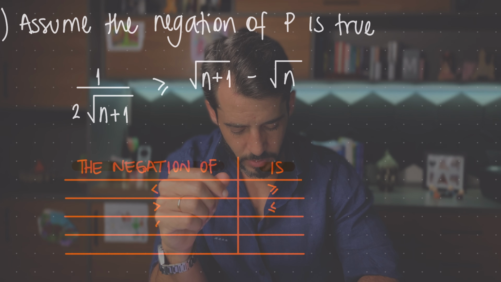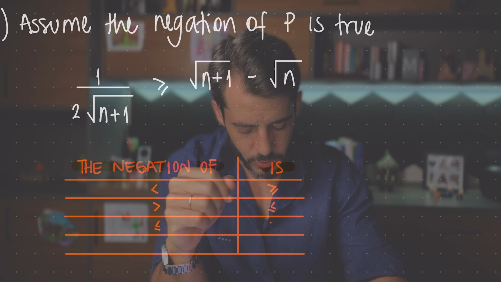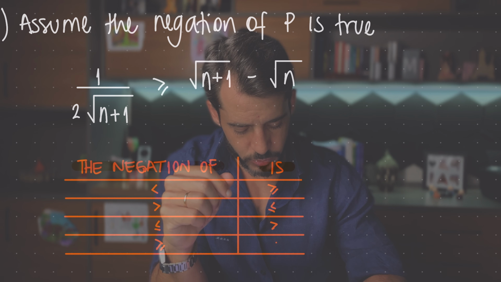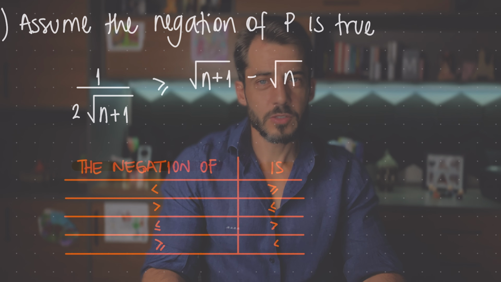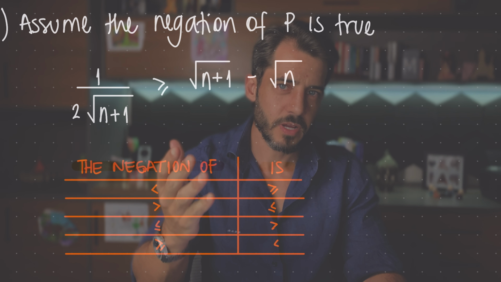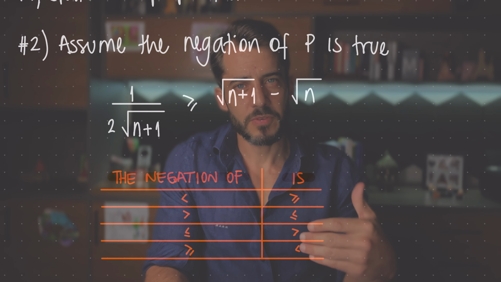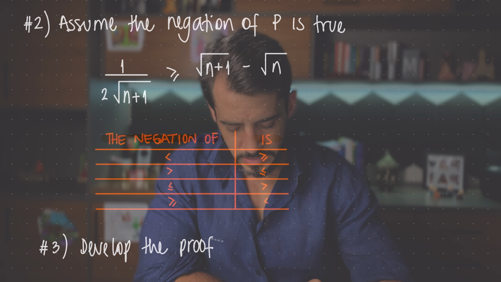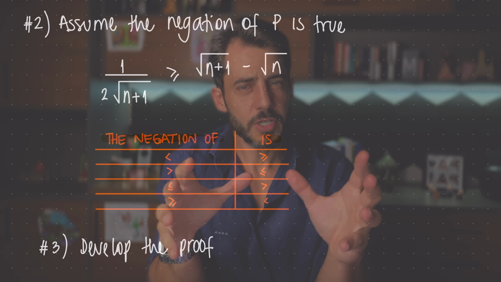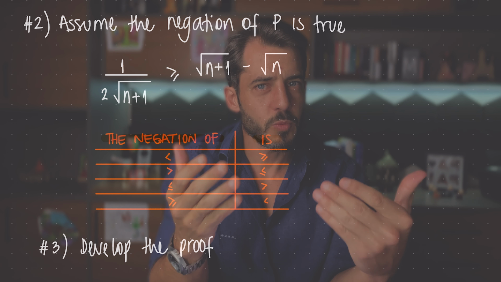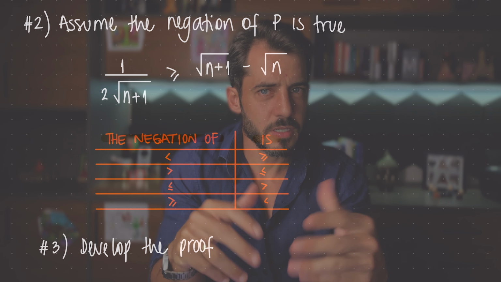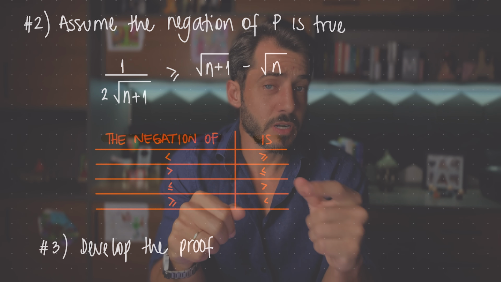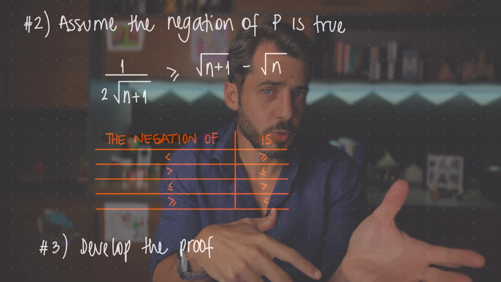Now we have two other possibilities: less than or equal to, which becomes greater than, and greater than or equal to, which becomes less than. So these are the four possibilities when you have inequalities. Now back to the five-step recipe. Number three, we're going to develop the proof. And what does that mean? It means that you're going to use the assumption not P along with an algebraic process or axioms or facts in order to disprove your not P, which means that P will be right.